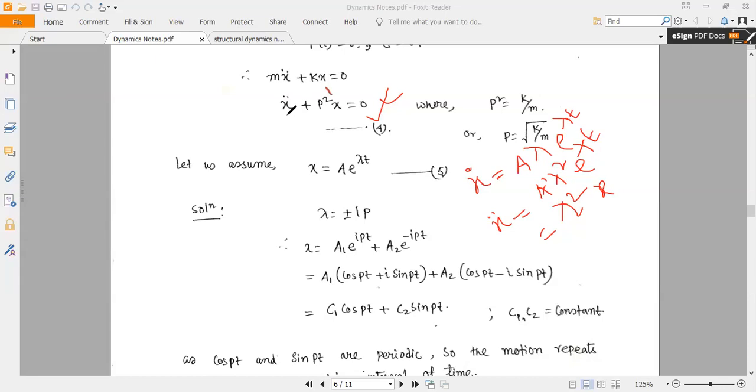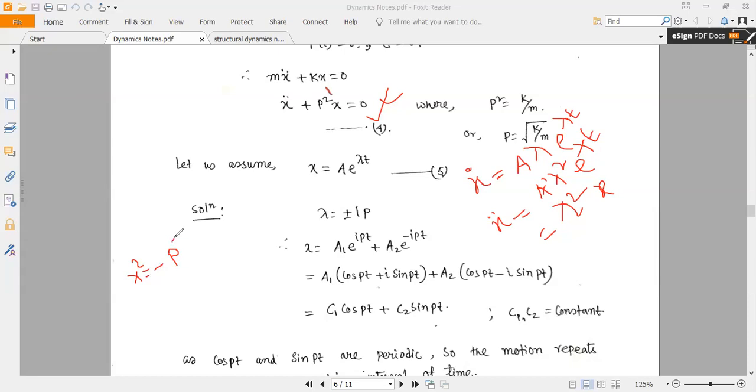So if lambda square plus p square is equal to zero, take p square to the right side. So lambda square is equal to minus p square. Yes, sir. Lambda square is equal to minus p square. So this is the equation, ultimately minus p square.